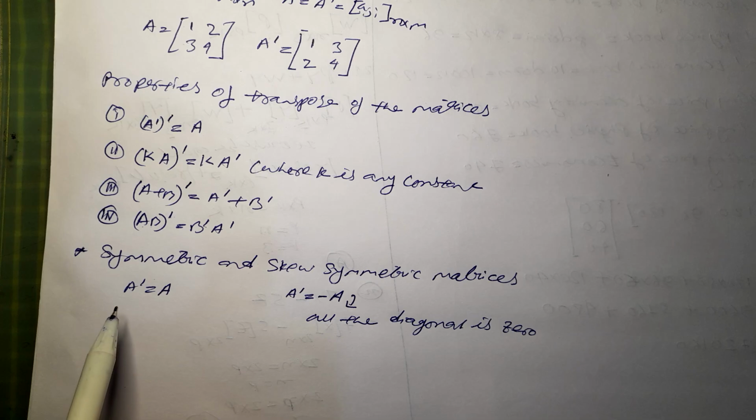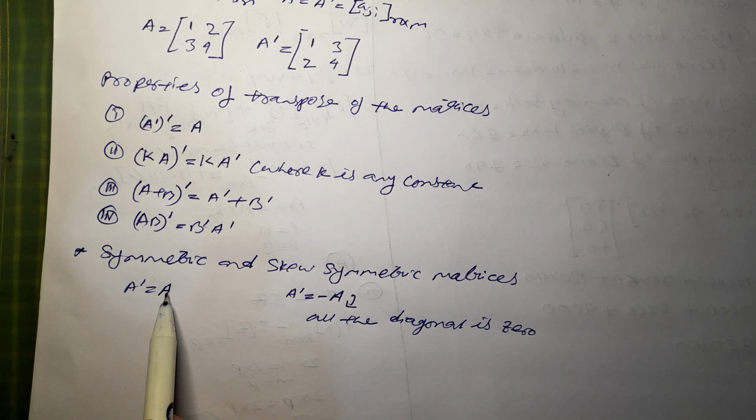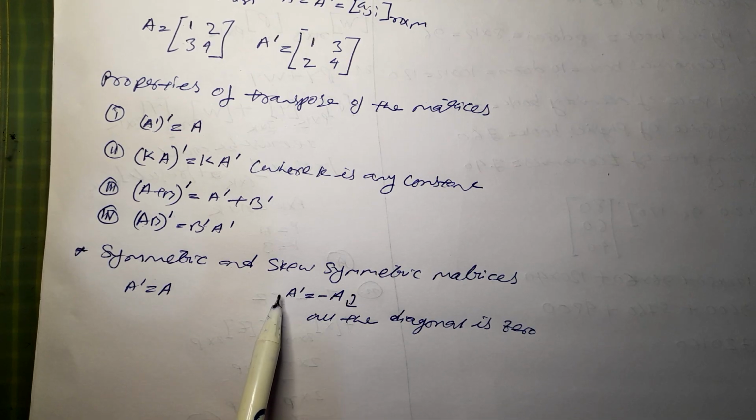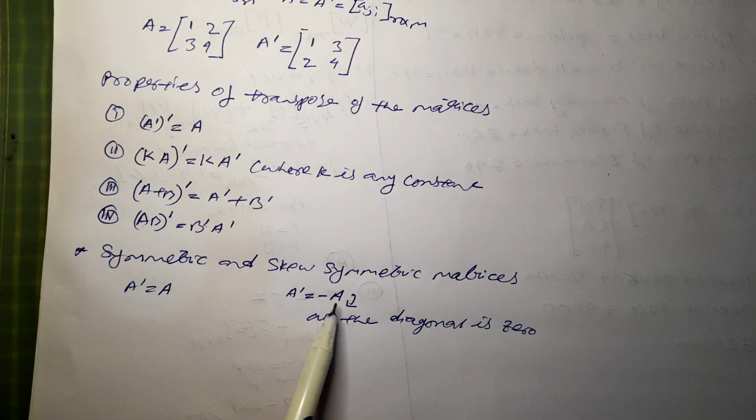For symmetric, when you take the transpose of the matrix, it gives the original matrix, that is a symmetric matrix. When you take the transpose of the matrix and it comes out as the negative of the original matrix, that is the skew symmetric matrix.